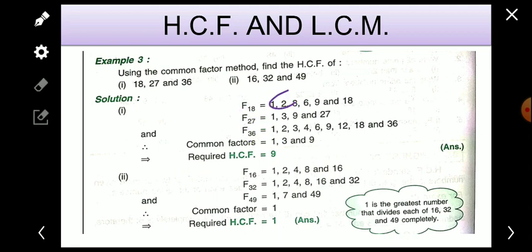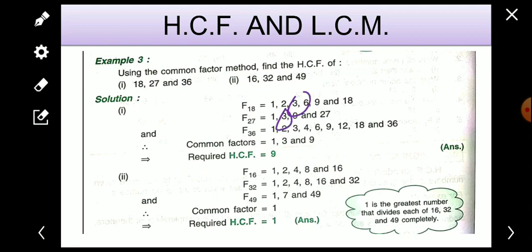2 is the factor of 18 and 36 only. 2 is not the factor of 27, so 2 will not be the common factor of all. Common factor means that it should be the factor of each and every number, but here 2 is the factor of only two numbers, not this number. So this 2 will not be.